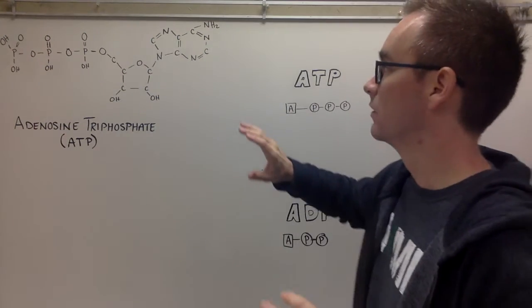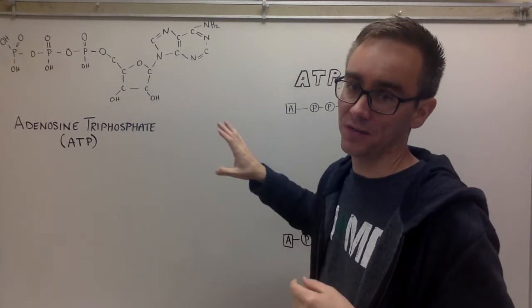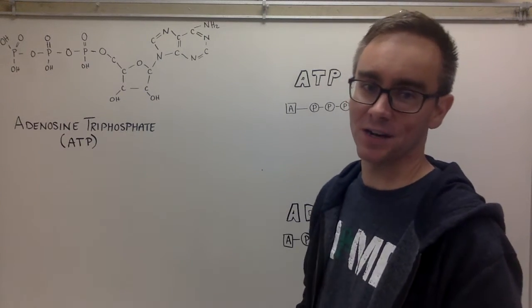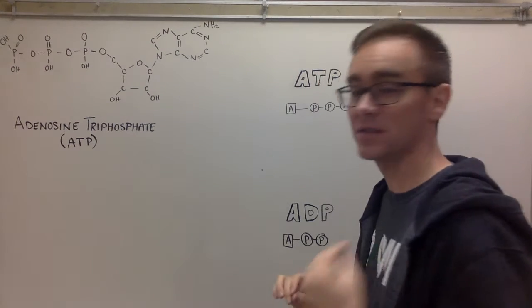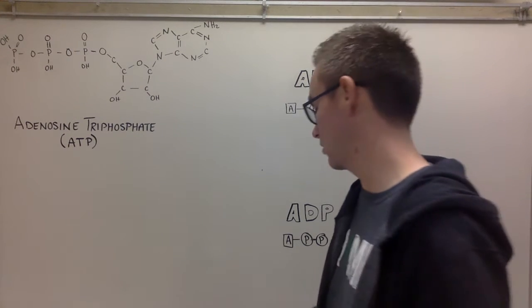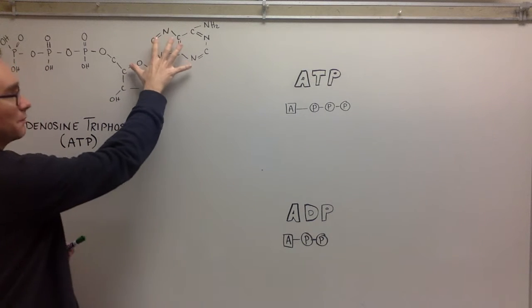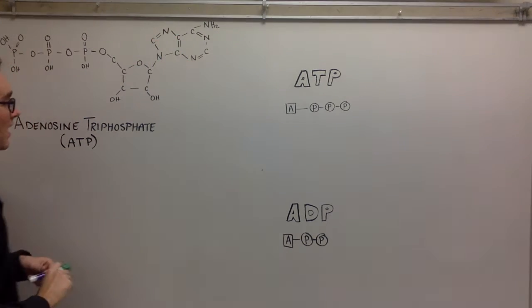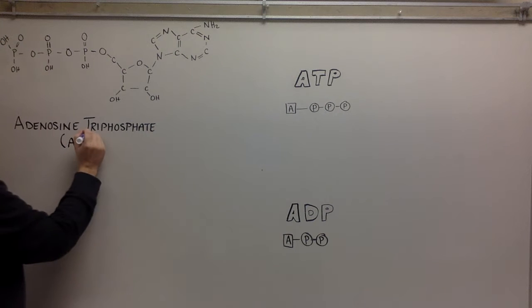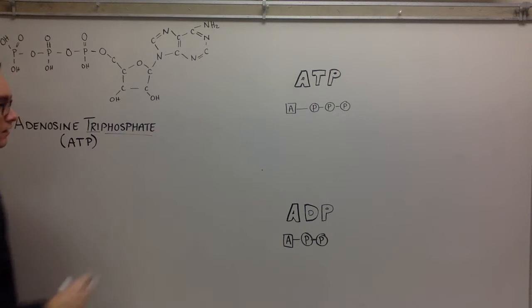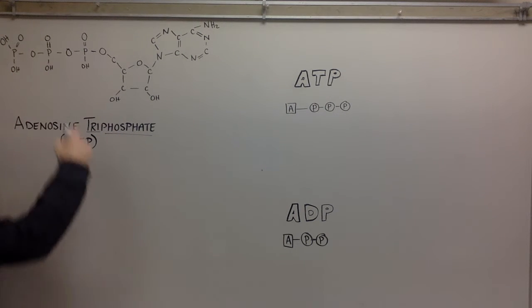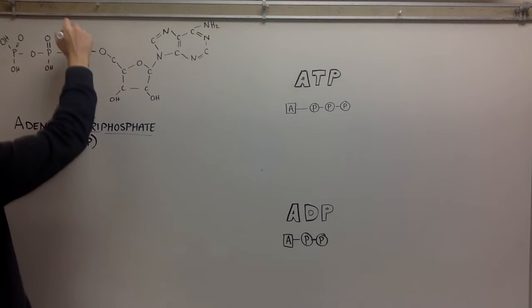So let me tell you a little bit about adenosine triphosphate. You do not need to memorize the structure of it, but there is something about it that's very, very important as we keep talking about this. We have our adenosine molecule, which is this big part right here, and then we have this idea of a triphosphate, which is going to be very, very important. This right here is a phosphate group.